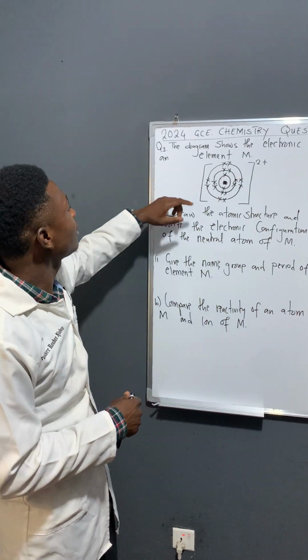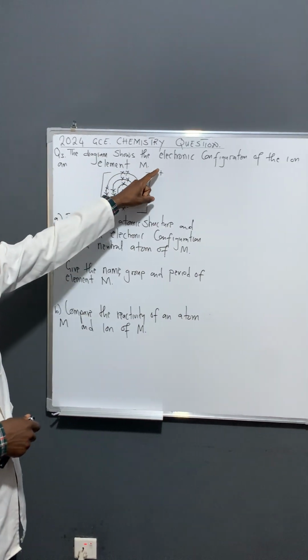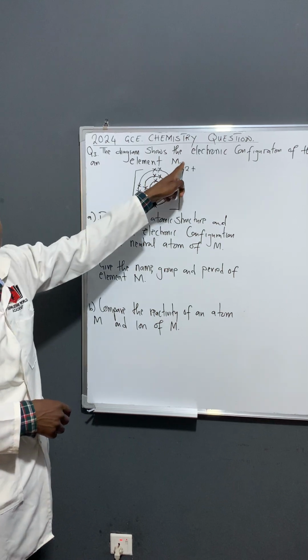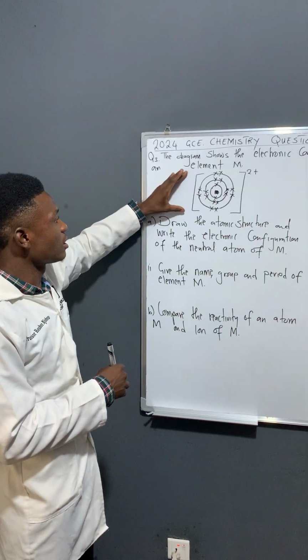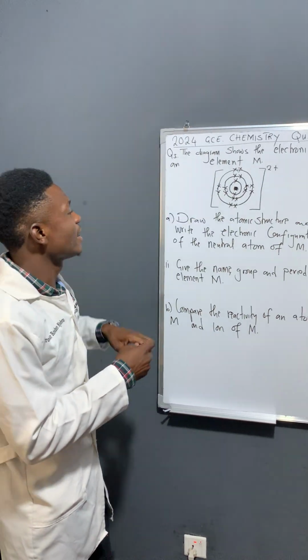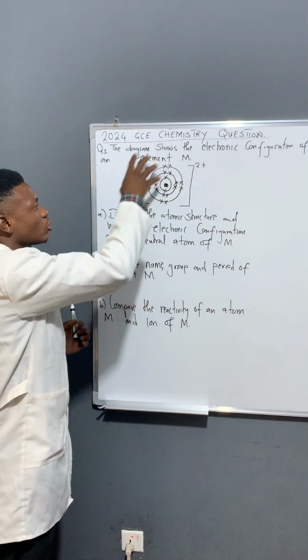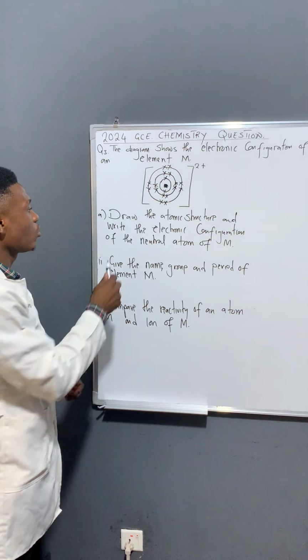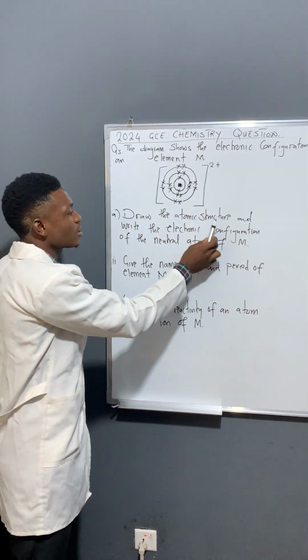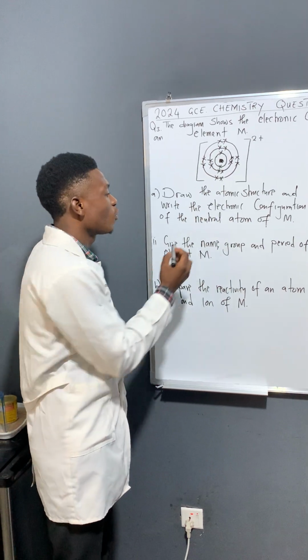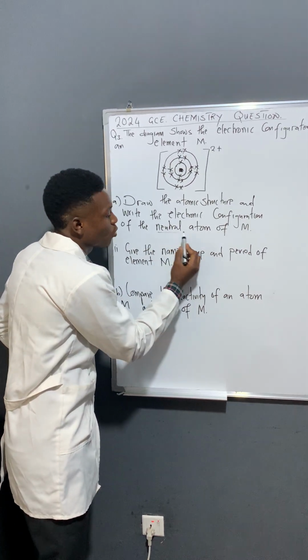So the question was saying the diagram shows the electronic configuration of the ion of an element M. So this is the diagram which they drew. Then they are saying that it has a 2 plus electronic configuration here. Now draw the atomic structure and write the electronic configuration of a neutral atom.